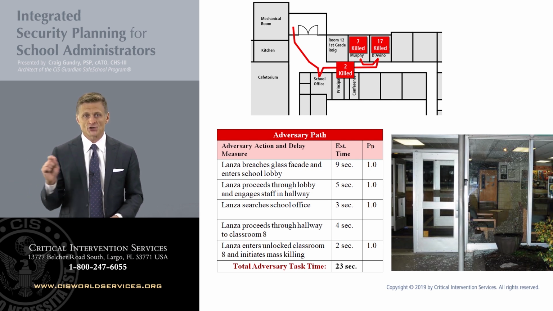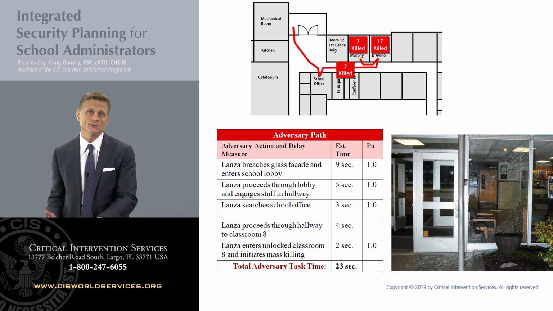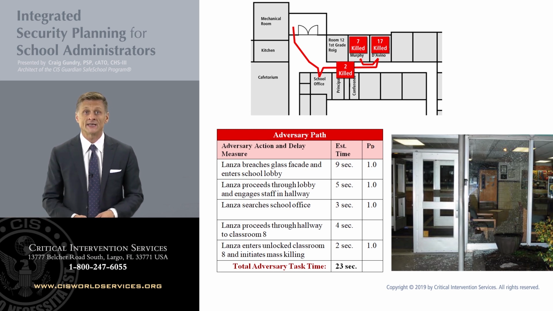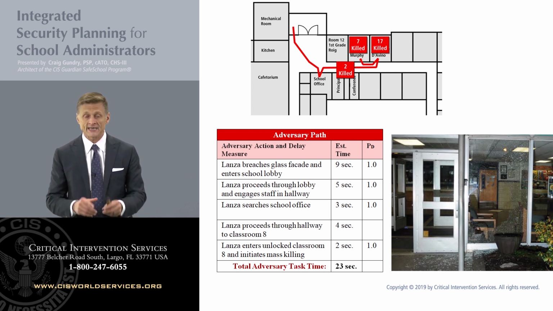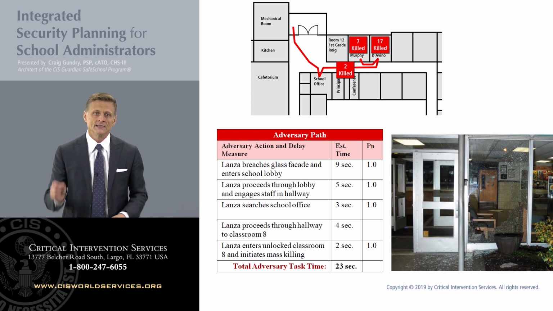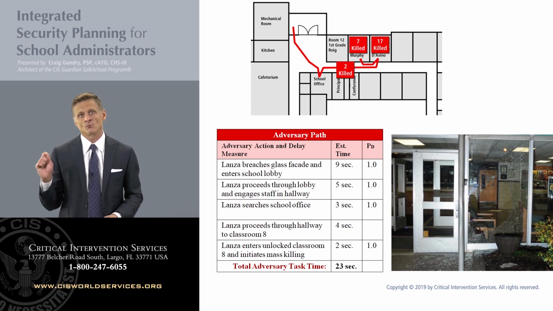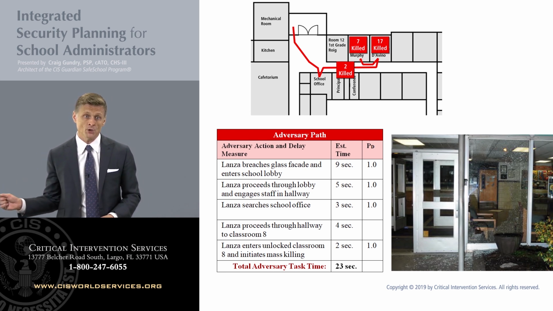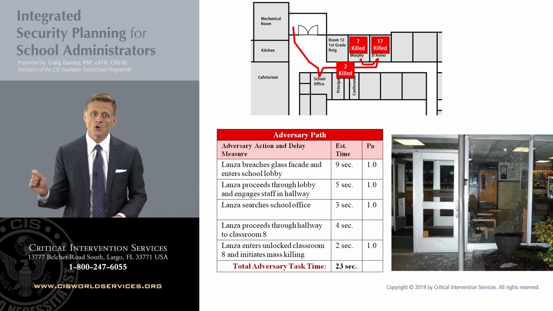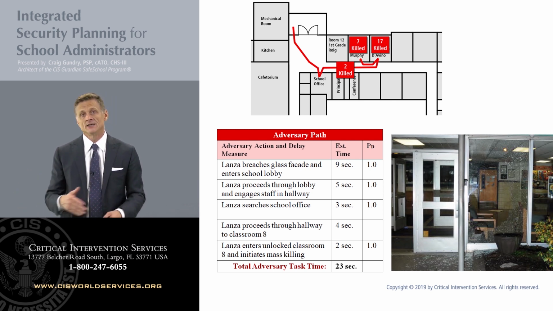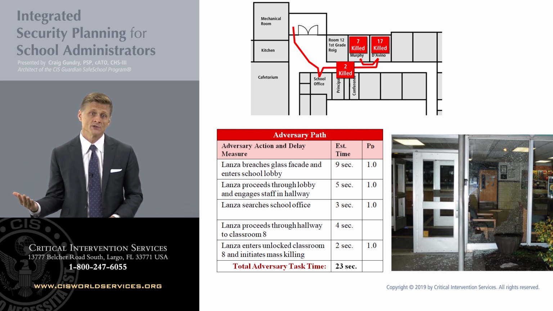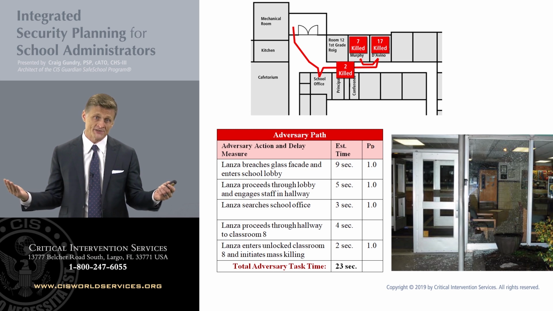He then searched the school office and did not see the receptionist, but she was certainly aware that he was in the room. She was actually taking refuge underneath a desk. That took probably around 3 seconds with a probability of detection of 1.0. He then proceeded through the hallway, then to classroom 8. That probably took approximately 4 seconds. And then he entered the unlocked classroom, aimed his rifle, and initiated killing. That probably only required maybe 2 seconds at most, and a probability of detection of 1.0.